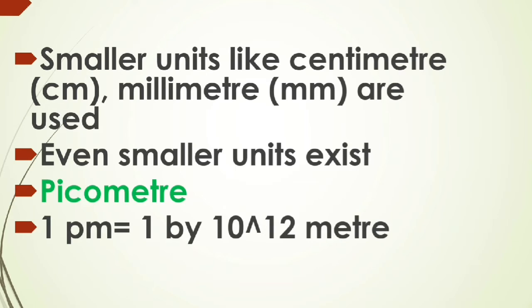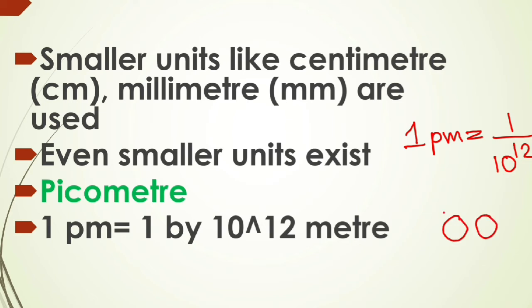Now interestingly, even smaller units exist. For example, picometer. Now 1 picometer is 1 by 10 to the power minus 12 meter. Okay, so it's a very small unit. So 1 picometer is nothing but 1 by 10 to the power 12 meter. As you can understand, this is going to be a very small quantity. Distance between any two atoms can be expressed with the help of picometer.